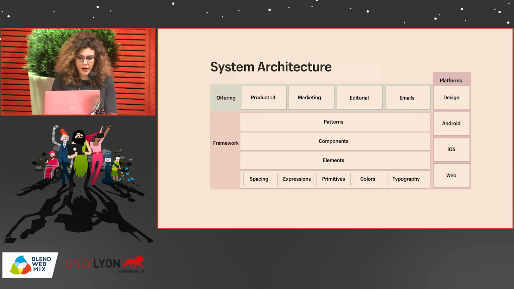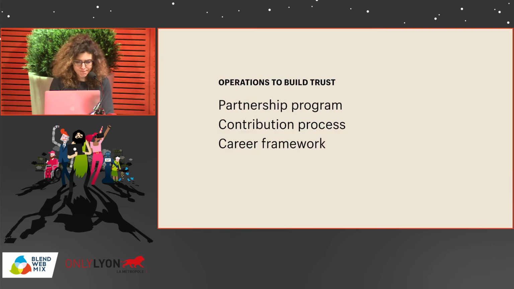Lastly, we started diagramming an architecture to help people understand what's actually in this system. What do all these really complex domain words mean? And how could the DLS span across different offerings and platforms that we served?